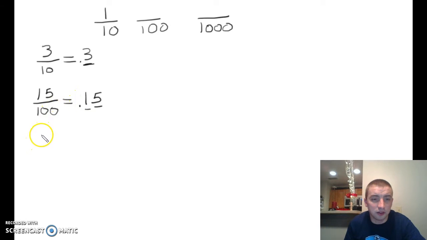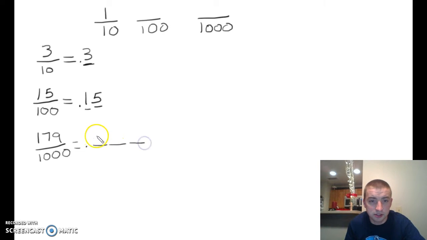If I have a number, let's say 179 over 1,000, so 179 thousandths, I'd have 3 decimal places and 179. So that's if it's base 10. We can just take that numerator and get rid of the denominator, and we have our decimal.